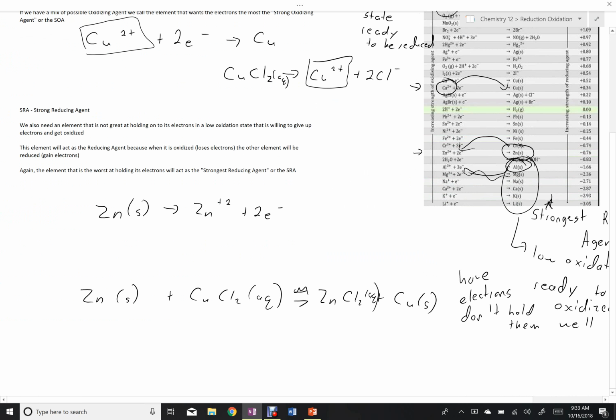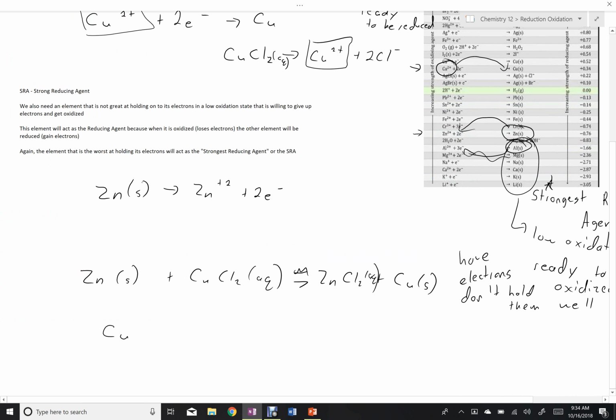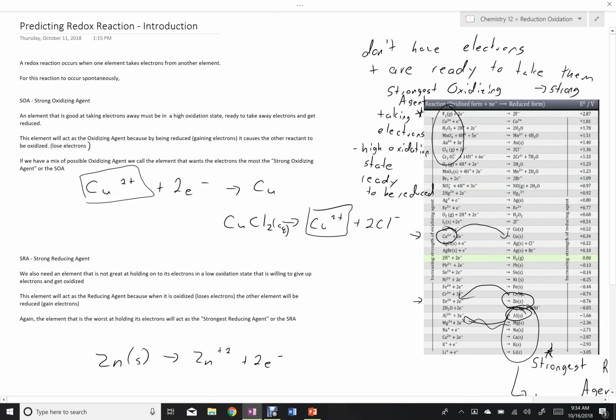But from a reduction oxidation perspective, we can just write this reaction as Cu2+ plus Zn going to Zn2+ plus Cu, where here the zinc spat out 2 electrons, and here the copper absorbed those 2 electrons. So that's what we need to create a reduction oxidation reaction. We have to have an atom that's ready to take electrons and is strong at taking them, and an atom that's ready to give up electrons and weak at holding theirs.